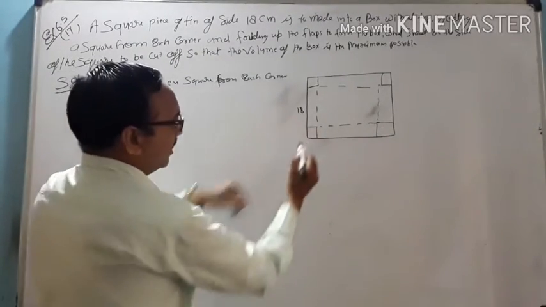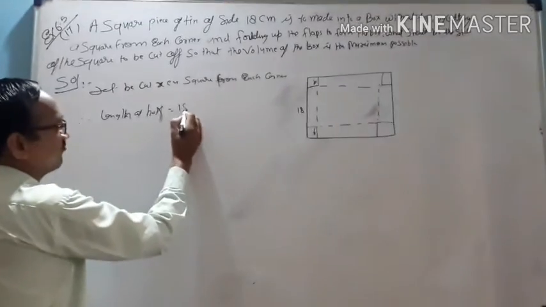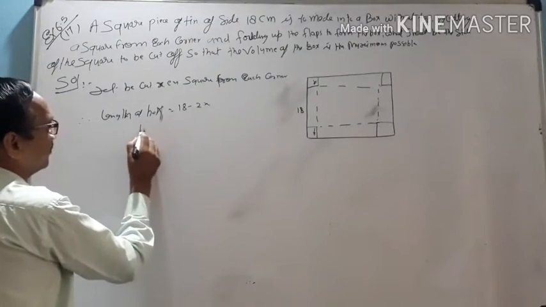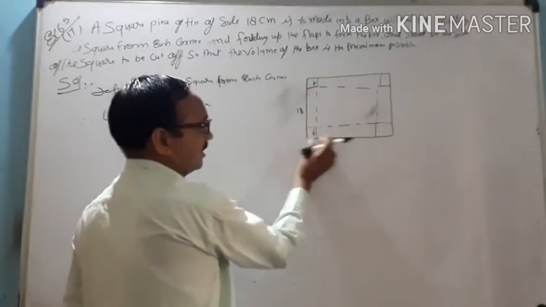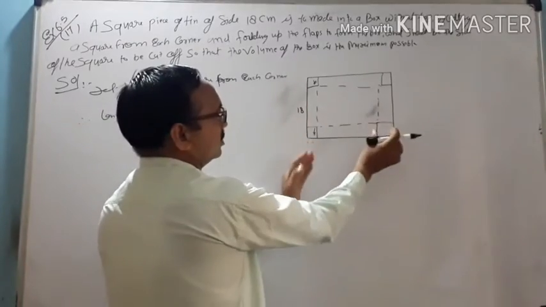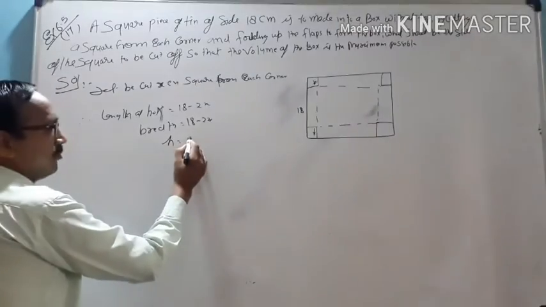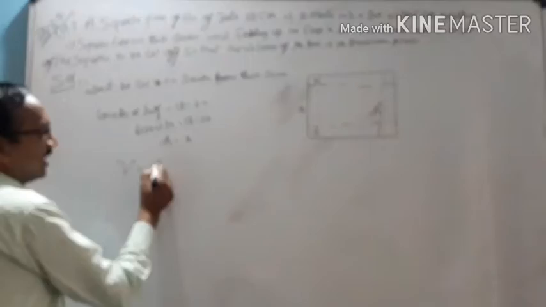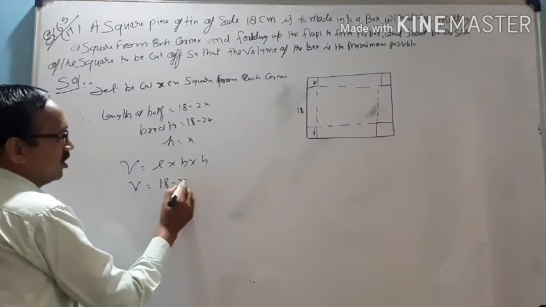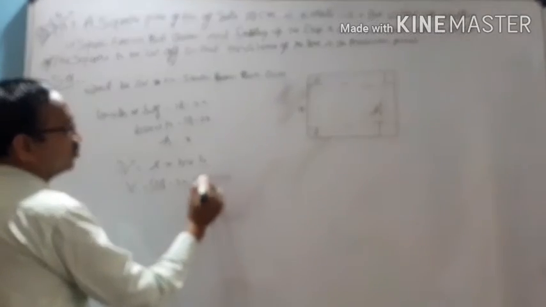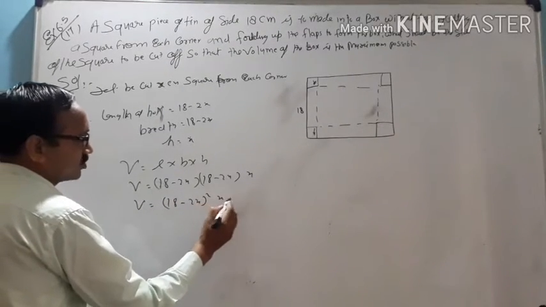So we cut x centimeter from here, x centimeter from here, so the remaining length is 18 minus 2x. Similarly, the breadth is also 18 minus 2x, because x centimeter here, x centimeter here. So when we fold, the length reduces by 2x, and the height of the box is x. Now the volume of the box is L into B into H. So V is equal to (18 minus 2x)(18 minus 2x) into x, or V is equal to (18 minus 2x) whole square into x.